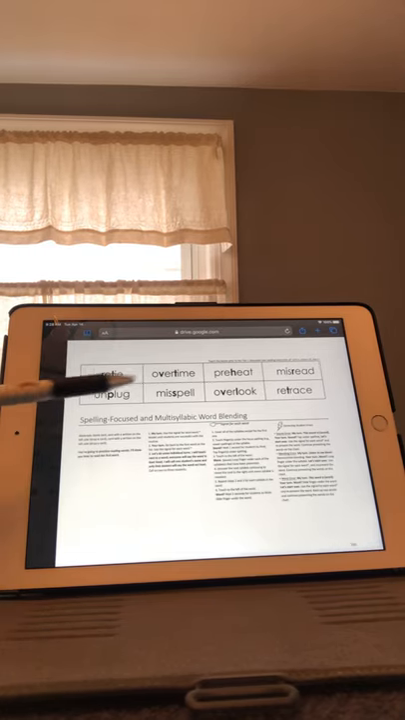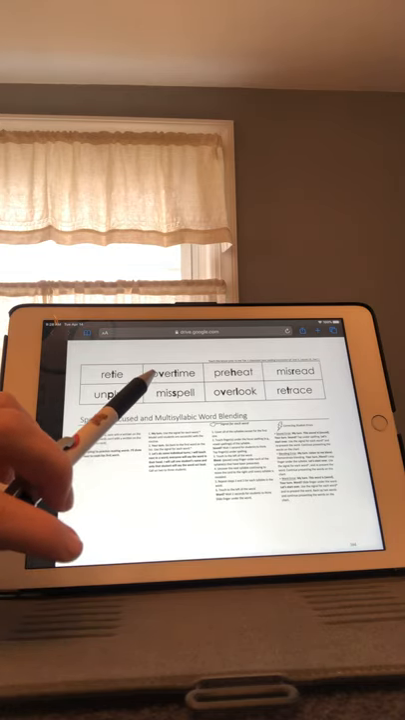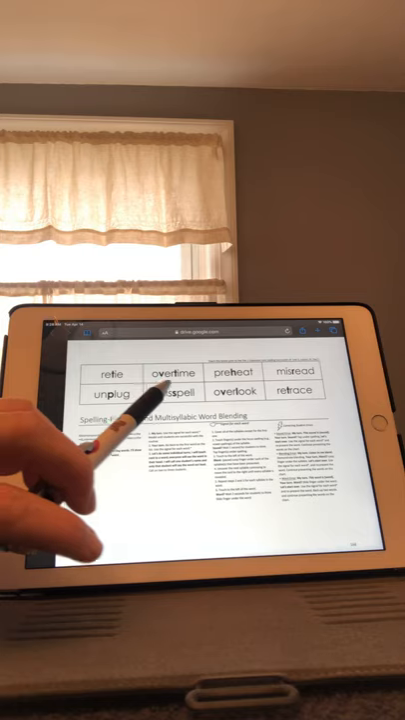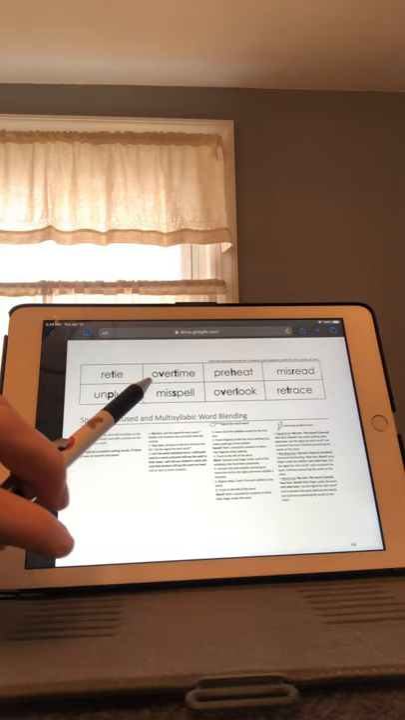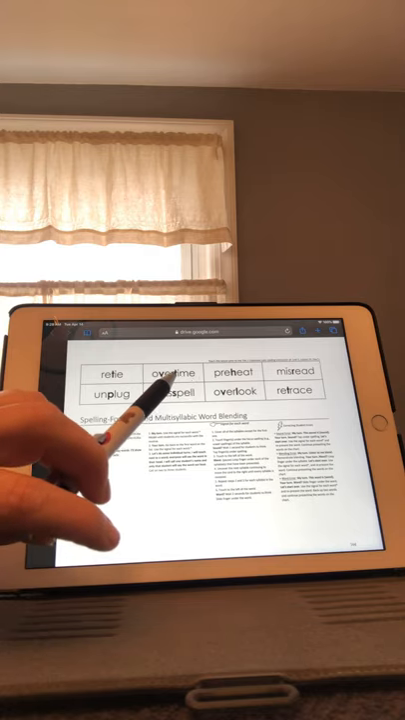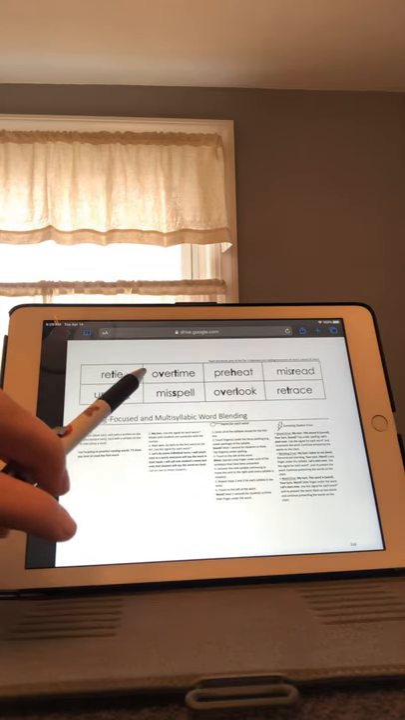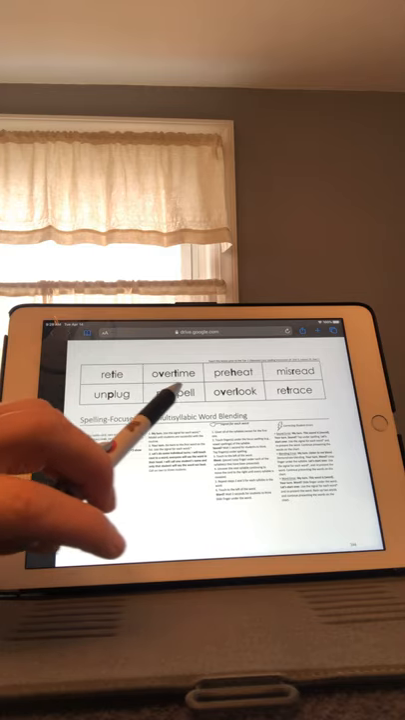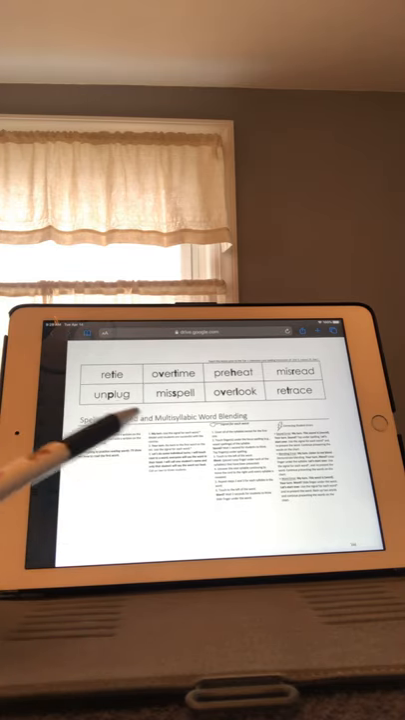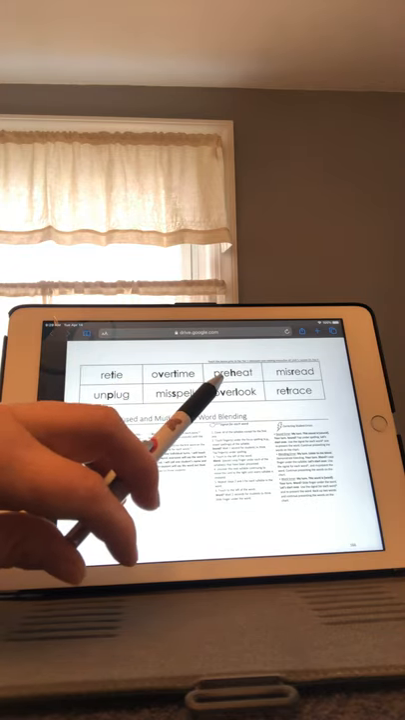Your turn. Sound. Blend it. Sound. Blend it. This is a compound word, so let's read it all together. Most of these are compound words. Some of them are. Suffix.